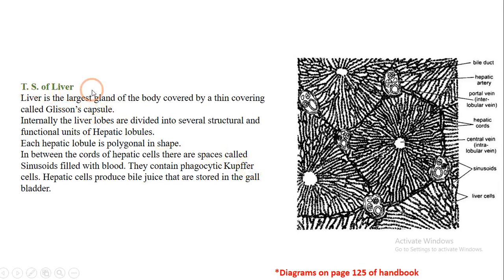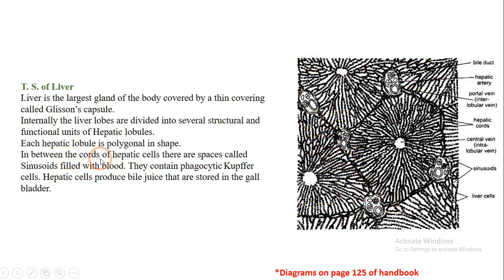The next one is TS of liver. Now TS of liver, as we know, the liver is the largest gland of our body and it is covered by a thin covering. The covering is called Glisson's capsule. Internally, the liver lobes are divided into several structural and functional units, and these are called the hepatic lobules. Each of these hepatic lobules is polygonal in shape. So this is one hepatic lobule, this is one. Each one, you can see, is polygonal in shape.